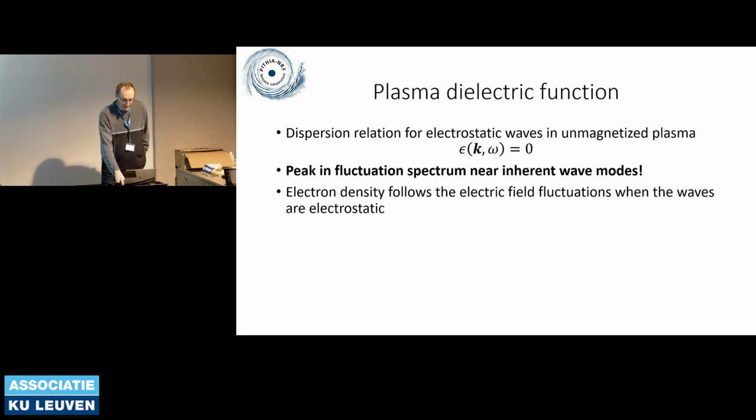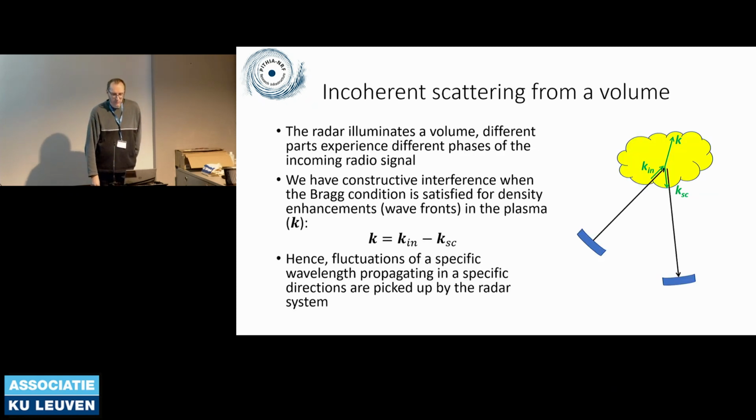So electron density follows the electric field fluctuations when the waves are electrostatic. We are not looking at a single electron, of course, we look at a volume filled with electrons. Different parts experience different phases of the incoming radio signal, but we have constructive interference sometimes when the Bragg condition is satisfied. Which means that fluctuations of a specific wavelength propagating in a specific direction are picked up by the radar system, and these have enhancements at those specific frequencies that are inherent in the plasma.